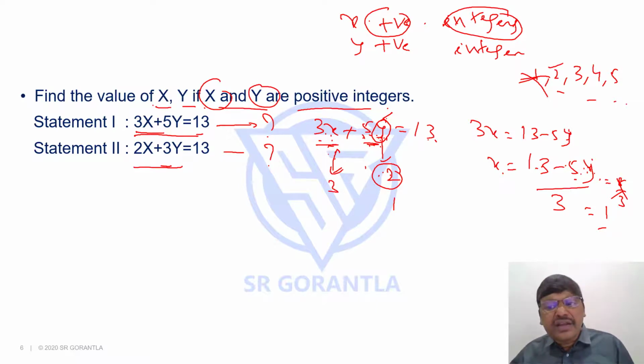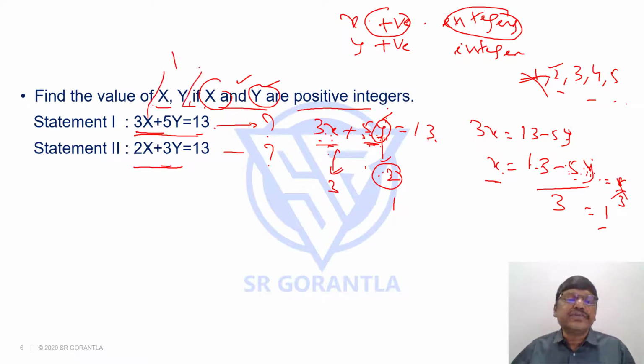Can y be 3? No. 5 times 3 is 15, so 13 minus 15 becomes a negative value. x cannot be negative because the question says positive. That means from statement 1, can I find a unique value for x and y, as x is 1 and y is 2? Is any other value possible? No. Hence, statement 1 alone is sufficient.